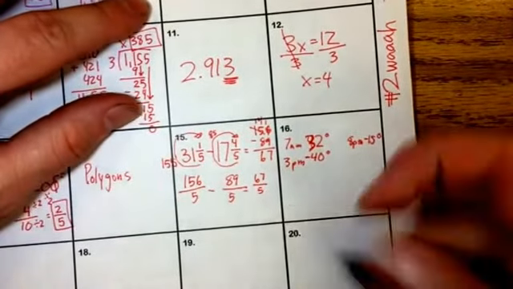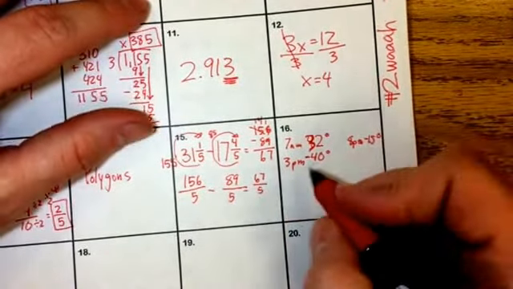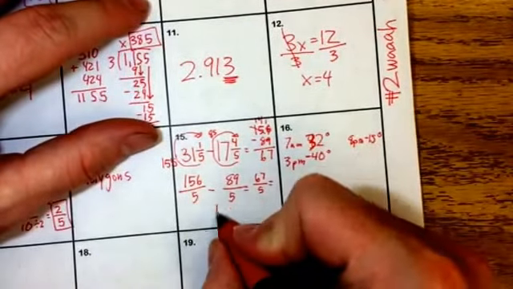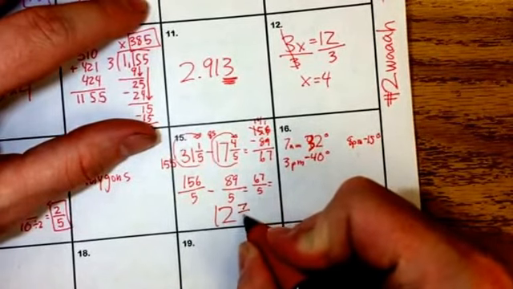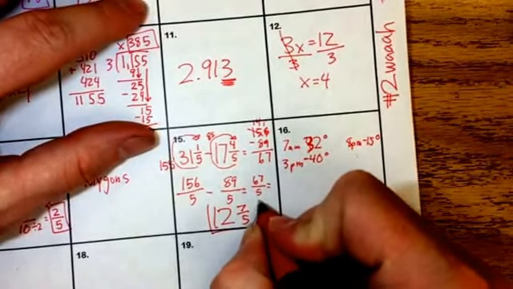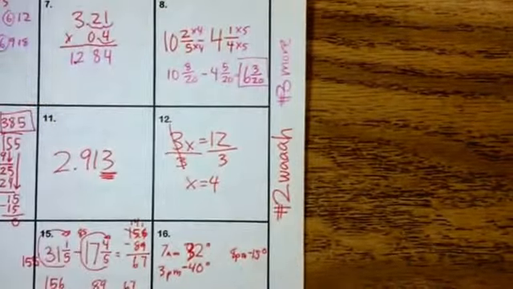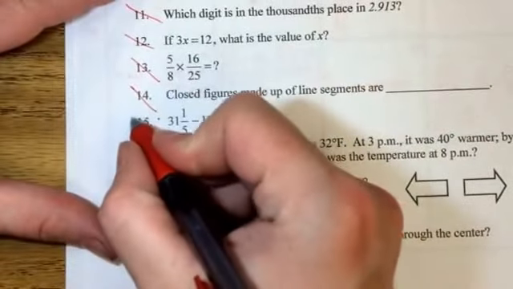So I get 67 fifths. And then I have to see how many times 5 can go into 67. Well, I know that 5 times 12 is 60. So I'm going to get 12 and 7/5 as my final answer. All right, now this last problem, we really have to read what they're asking us here.